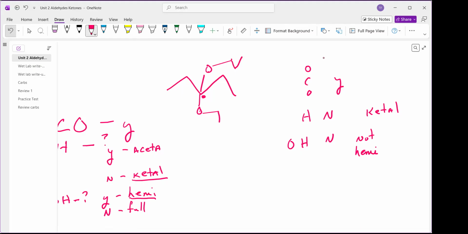Now these distinctions are really important when we get into carbs, because this allows you to determine whether the sugar is a reducing sugar or not. And it's a big deal in carbohydrate chemistry. Is this a reducing sugar? Because they have whole different kinds of reactions with reducing sugars versus non-reducing sugars. This is the way you tell. Okay, so let's do another one.